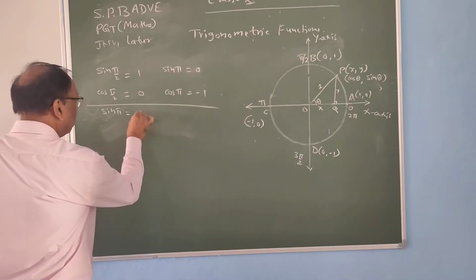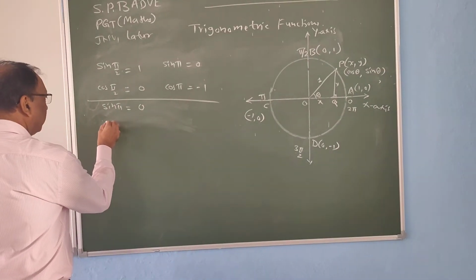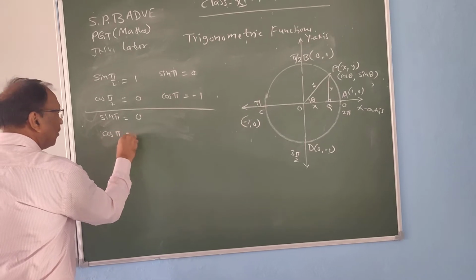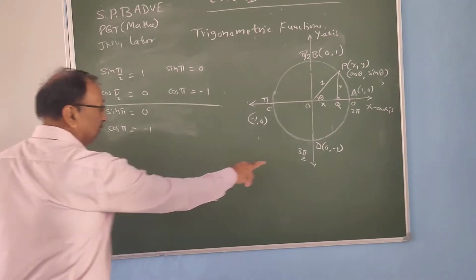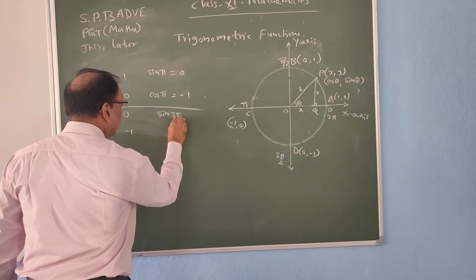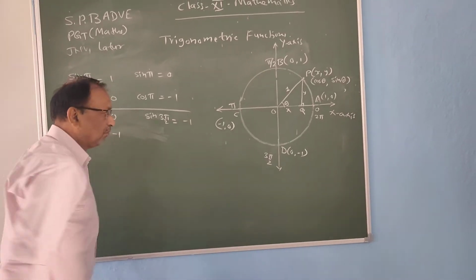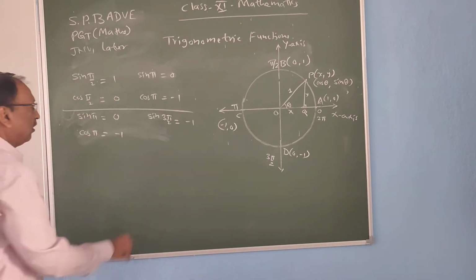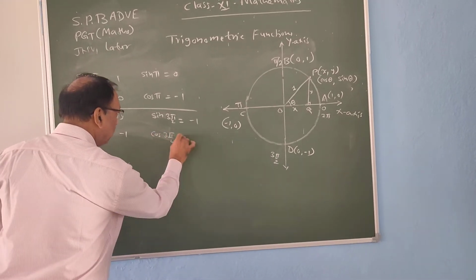Sin pi is 0, cos pi is minus 1. Okay. Now, again here, sin 3 pi by 2. What is sin 3 pi by 2? Minus 1. And cos 3 pi by 2. Cos 3 pi by 2 is what?